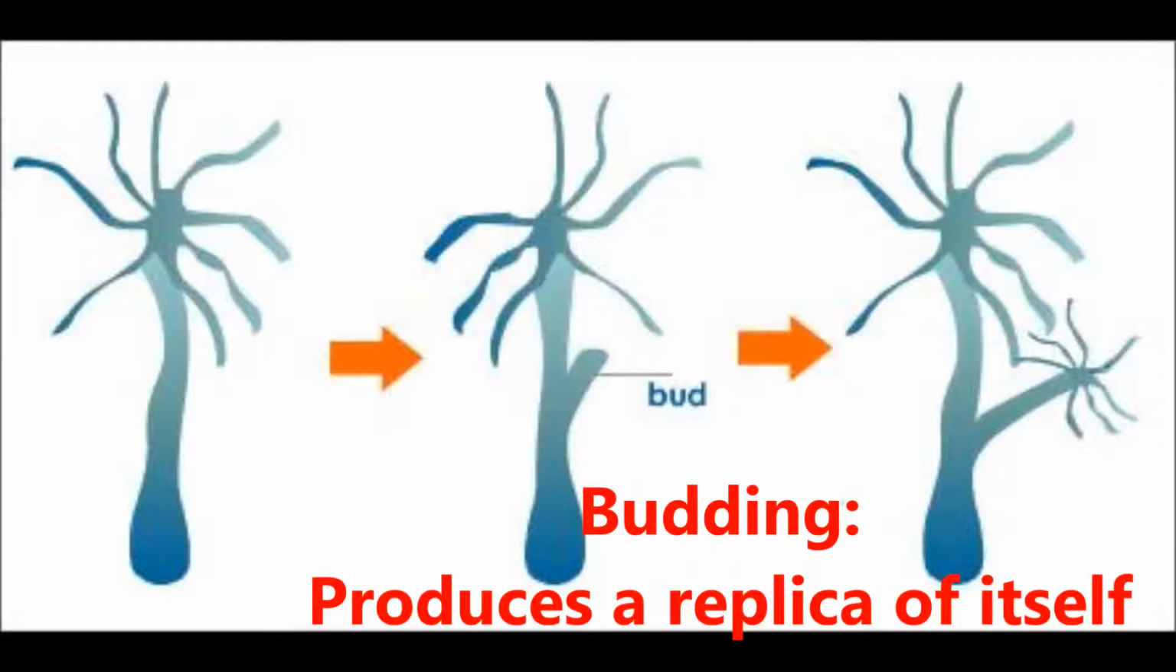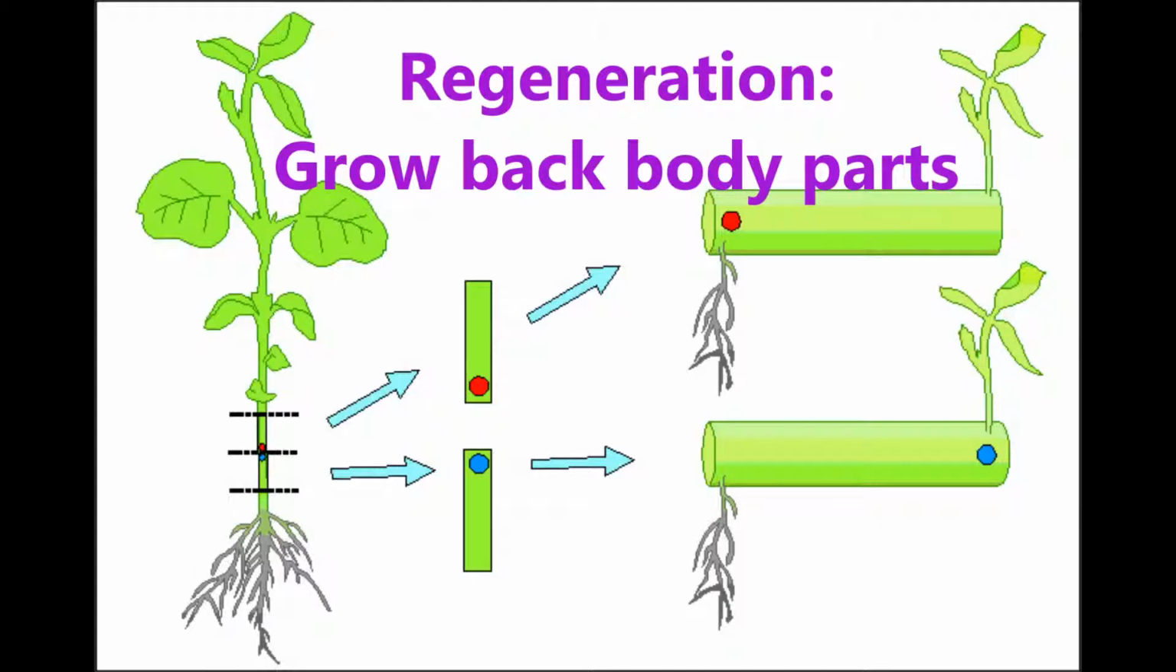Budding is another example of asexual reproduction within Australian flora. This is where the parent produces a replica of itself by mitosis. This replica continues to grow as a new organism but is still attached to its parent. Another form of asexual reproduction in Australian flora is regeneration. This is where organisms grow back body parts that have been removed or lost.